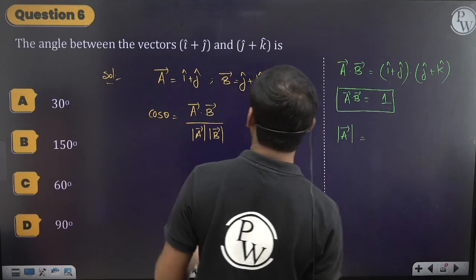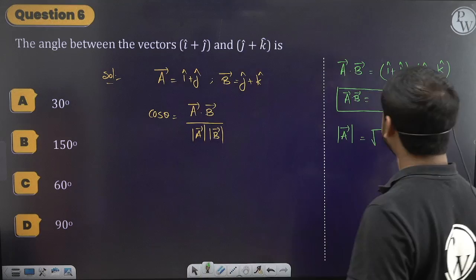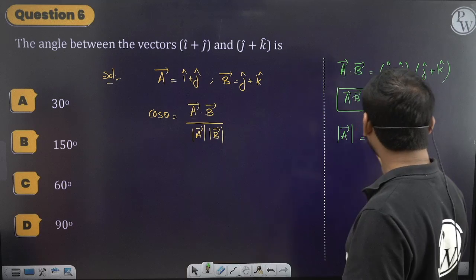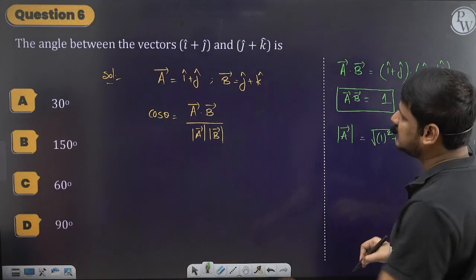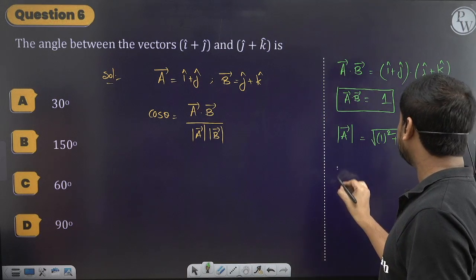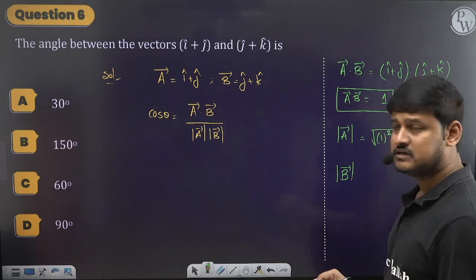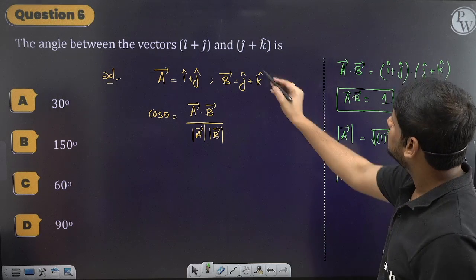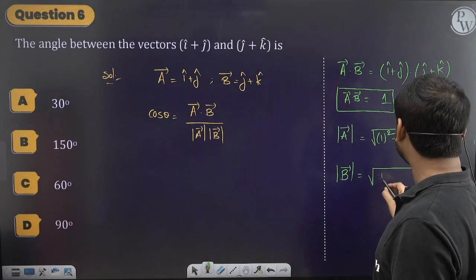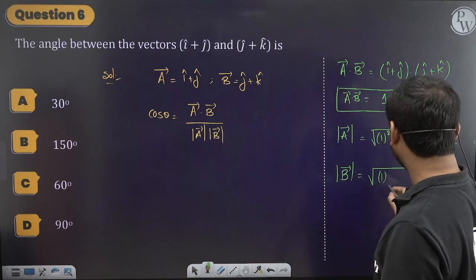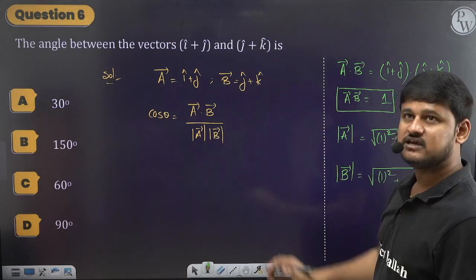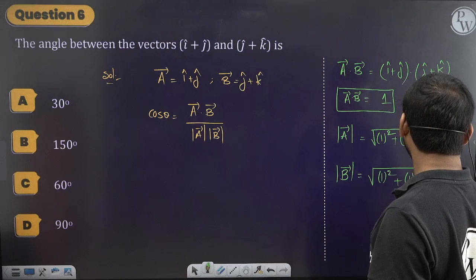So how do you find the magnitude of vector a? The square root of ax square plus ay square. Ax means coefficient of i cap, which is 1, and ay is the coefficient of j cap, 1 square, which is nothing but root 2. Similarly, magnitude of b: square root of, there is no i component, so 0, and ay square, the coefficient of j cap, which is 1 whole square, plus the coefficient of k, which is 1 whole square. So this is going to be root 2.